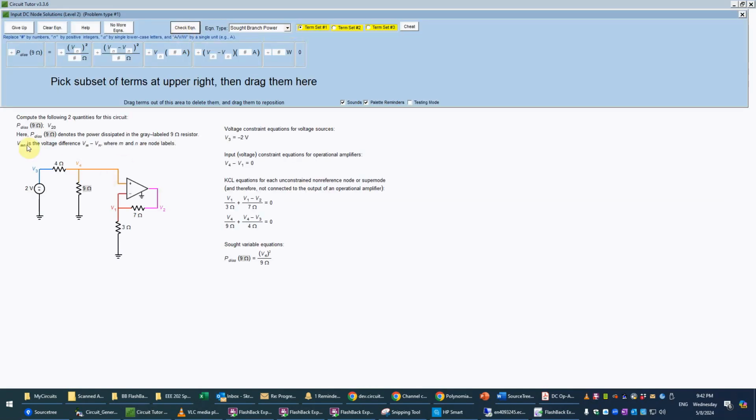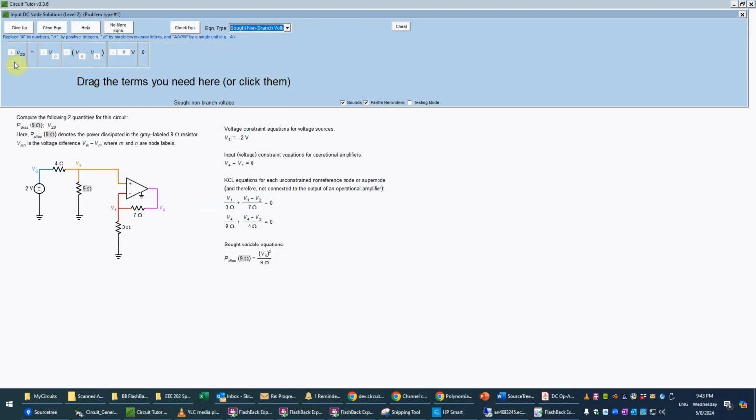Okay, then we have the V20, which is the voltage of the op amp output with respect to ground, node 0 in other words. That's called a SOT non-branch voltage because it involves a difference of two node voltages that are not connected by a single element. The equation is very simple though, because it's just V2 minus V0 by definition, and so that's really just V2 since V0 is always 0. So we check that, and that is correct.